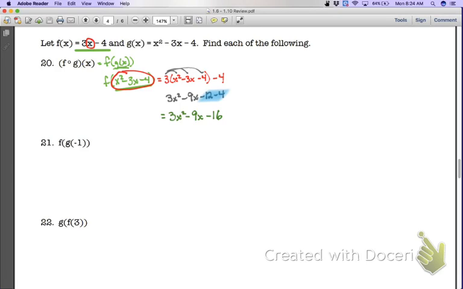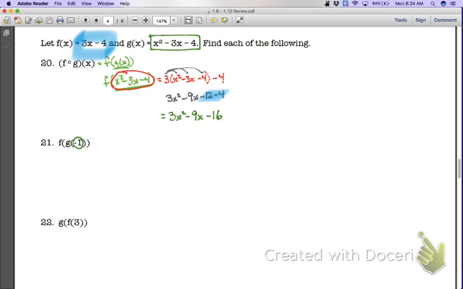Now on 21, so it's f of g of negative 1. So it's not of x anymore. So it's not g of x. So what that means is I'm going to take this negative 1, and the first thing I need to do is I need to plug that negative 1 into this part so I can get a value. And then whatever value I get from there, I'm going to take it and I'm going to plug it into my 3x. I'm going to plug it in right here.